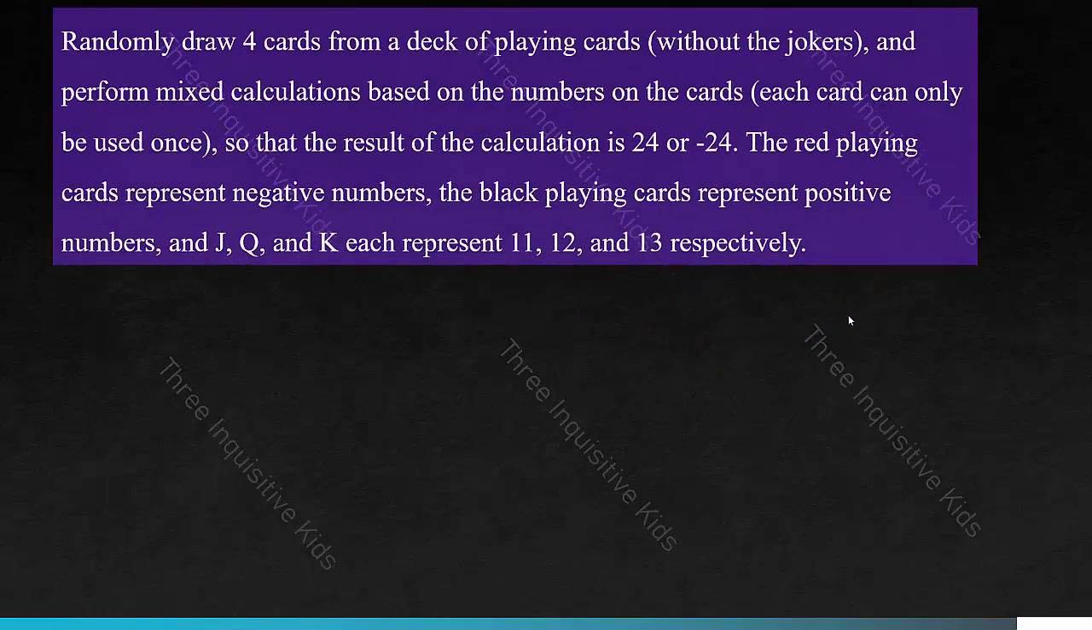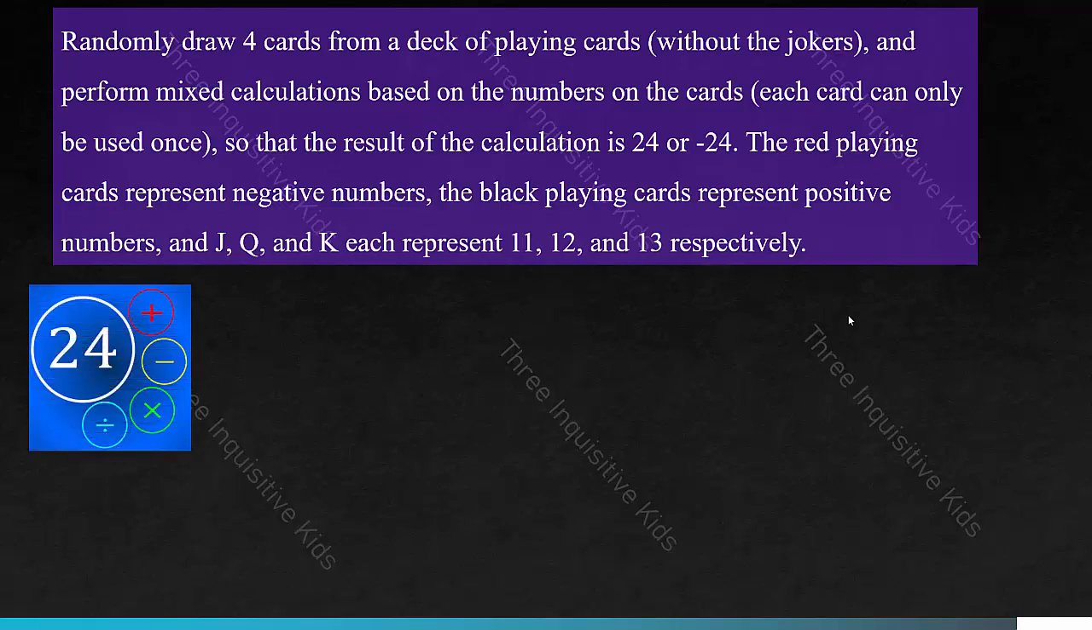Randomly draw 4 cards from a deck of playing cards without the jokers, and perform mixed calculations based on the numbers on the cards. Each card can only be used once, so that the result of the calculation is 24 or negative 24. The red playing cards represent negative numbers, and the black playing cards represent positive numbers. And J, Q, and K each represent 11, 12, and 13 respectively.